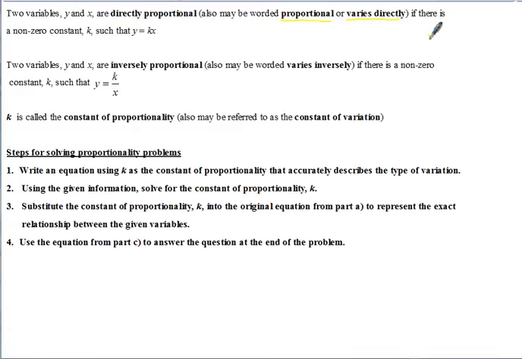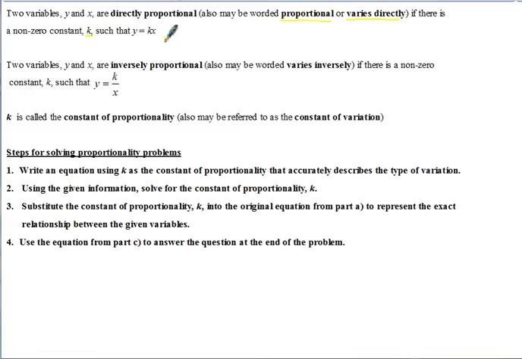If there is a non-zero constant k, so k is just some constant that's not zero, otherwise zero would wipe out the x there, you can see, such that y equals kx. So in terms of magnitude, how large it is, you can see as x gets larger, so does y, when they're directly proportional, or proportional, varies directly.